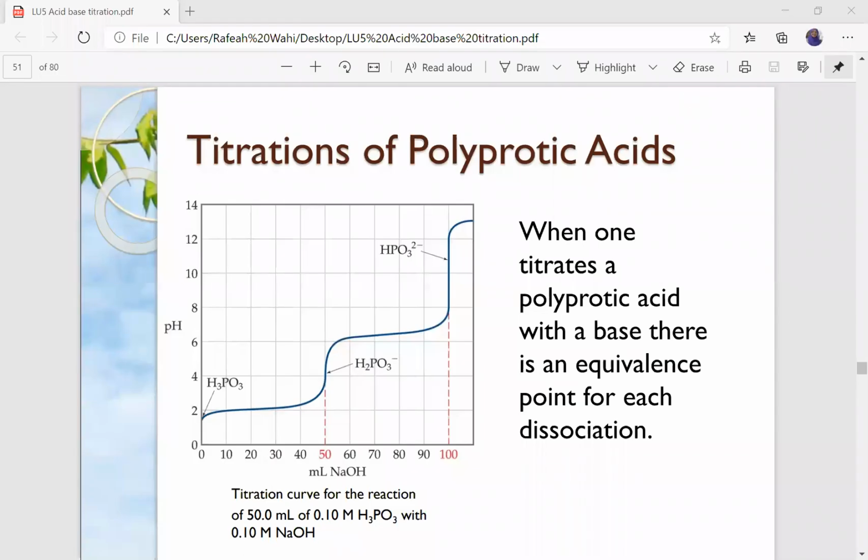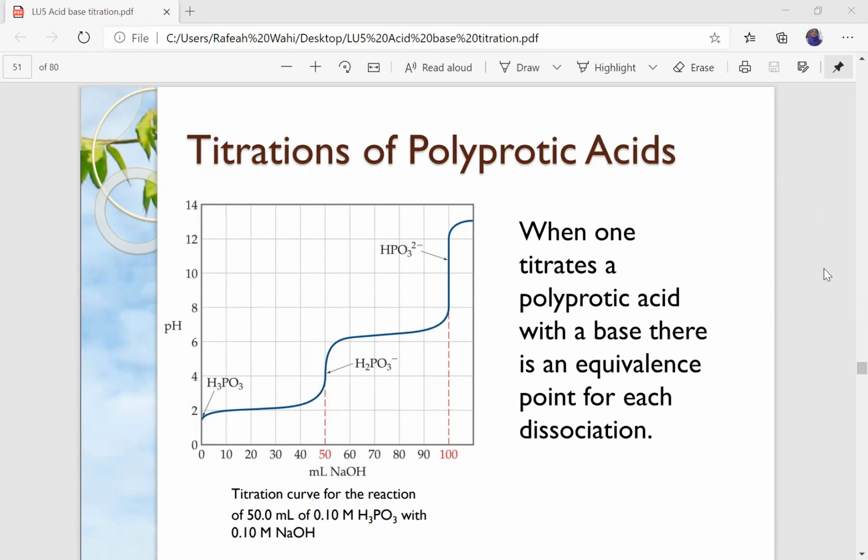Hi everyone. In the second part of Learning Unit 5, Acid-Base Titration, we are going to look into the aspect of polyprotic acid titration with strong titrant and polybasic base titration with strong titrant. In the case of polyprotic acid and polyprotic base, we're not going to do the calculations involved, but instead we are going to look at the design and the curve for both polyprotic acid and polybasic base.